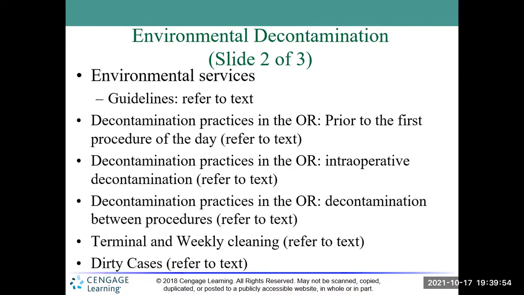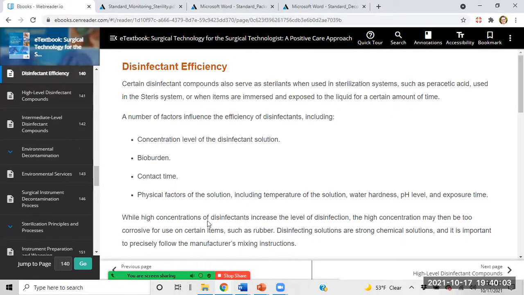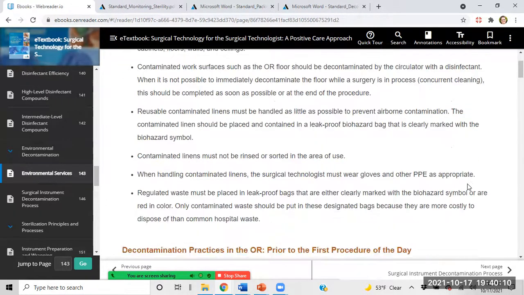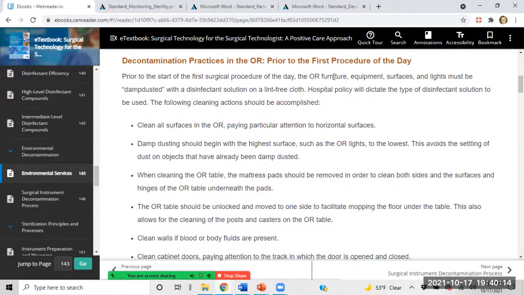Environmental services, and you can read in your book a lot about environmental services, but this is really important to read through about how that environmental services is tending to the OR during our cases, between our cases, and at the end of day. So I highly recommend reading through all of this and seeing prior to the first procedure of the day, environmental services, you've got to be super friendly to these guys because they're saving you here by keeping everything really nice and clean for you. They're cleaning all the surfaces, ceiling to floor.